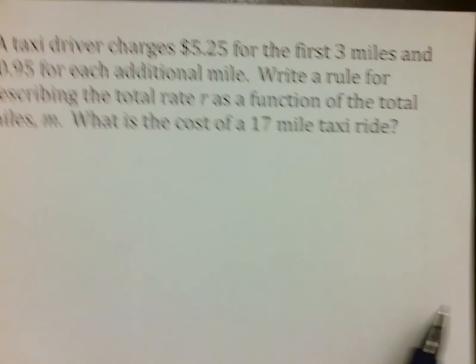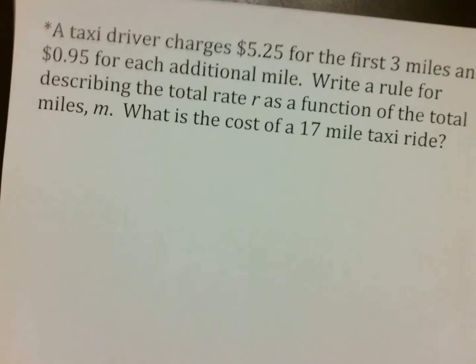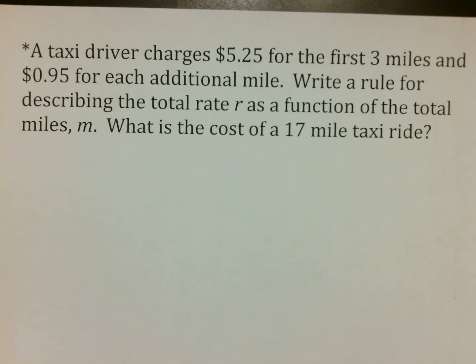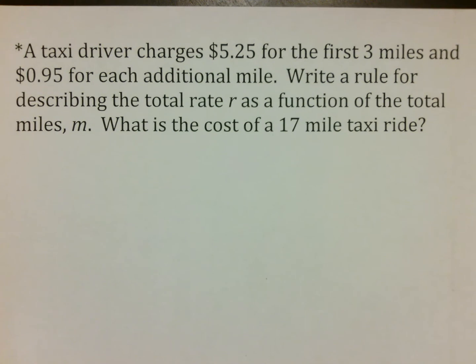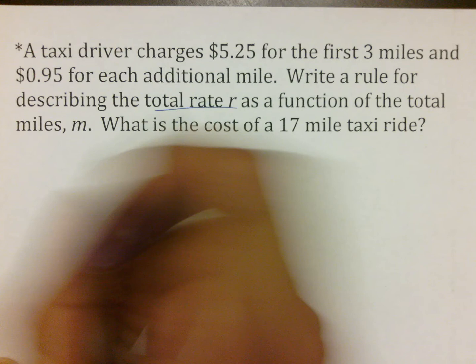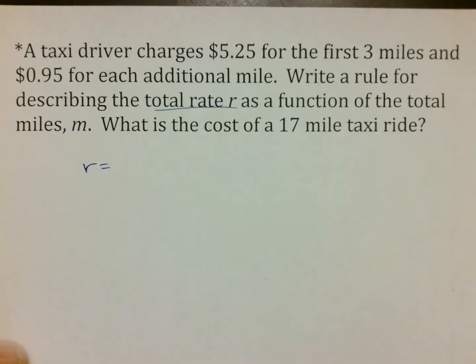Last example. This is the tricky one. That's why it has an asterisk by it. You might want to make sure you pay attention to this and highlight it, because this question is slightly tricky. It talks about a taxi driver charging $5.25 for the first 3 miles and 95 cents for each additional mile. Write a rule for describing the total rate R as a function of the total miles M. So again, we want the total rate R, which of course means that we're going to do R equals.